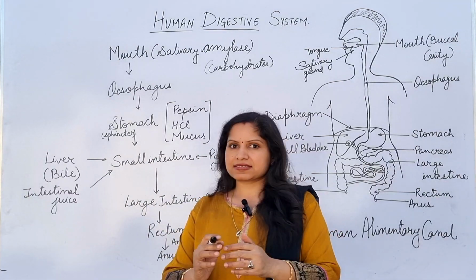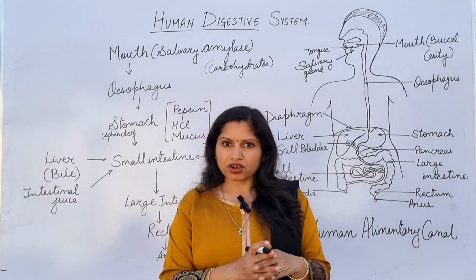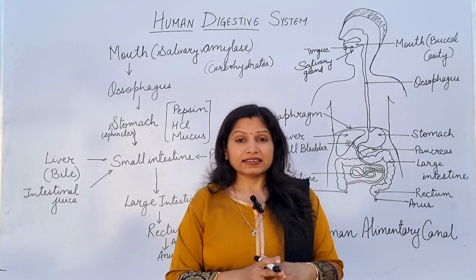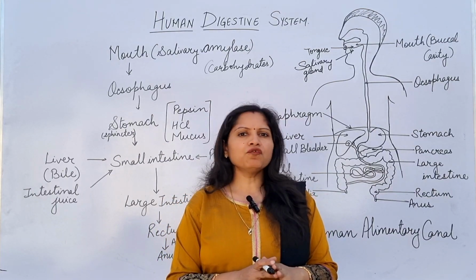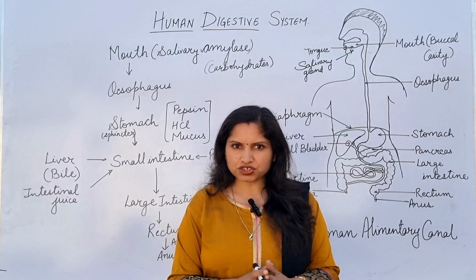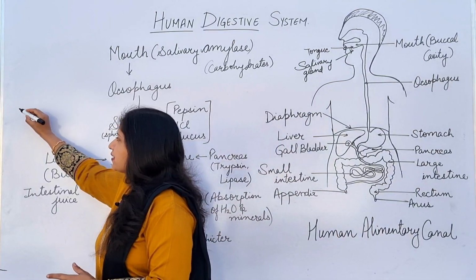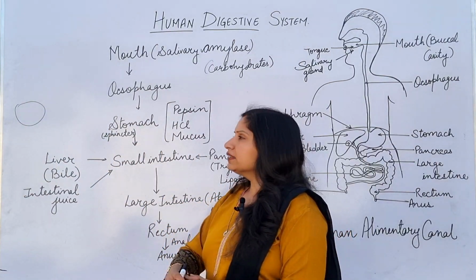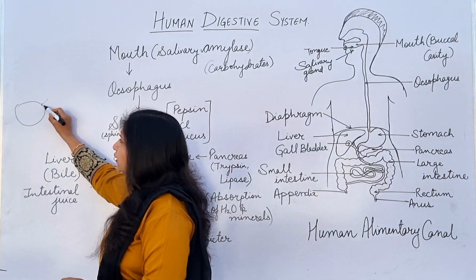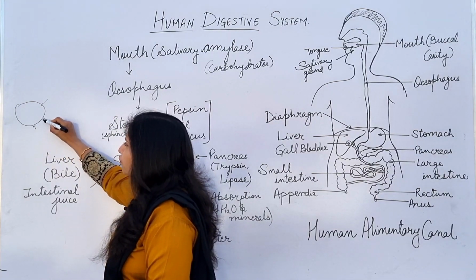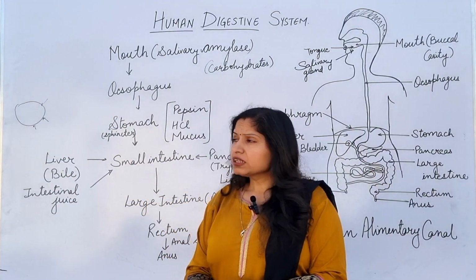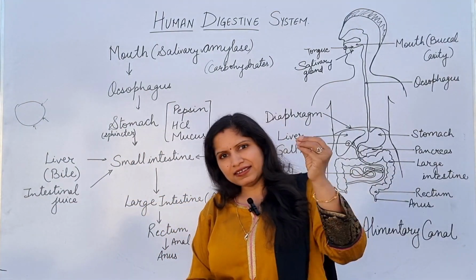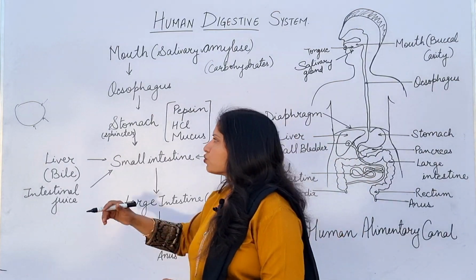Okay. Next, one more important function of bile is the emulsification of fats. What is this emulsification of fats? Emulsification of fats means, if big fat molecules are there, then the enzymes can act only on the surface of the fat molecules. These enzymes cannot enter inside the fat molecules. So what will be happening?